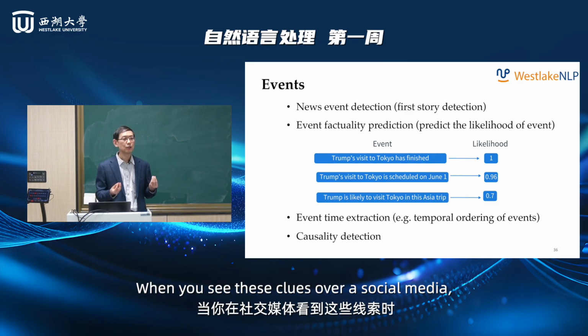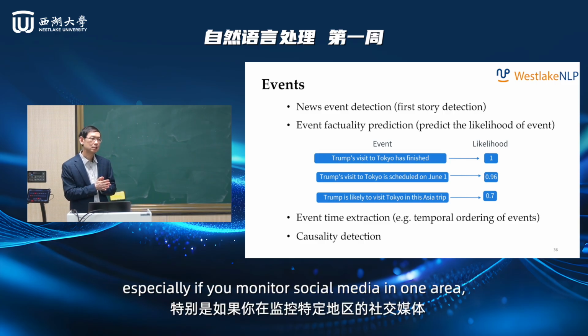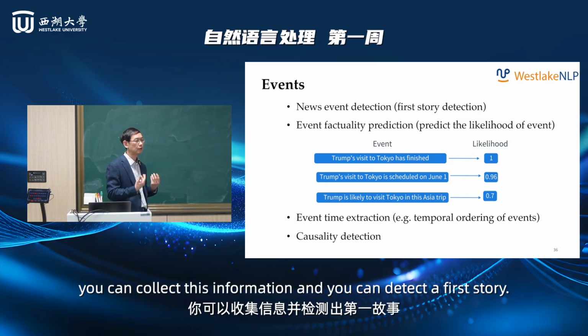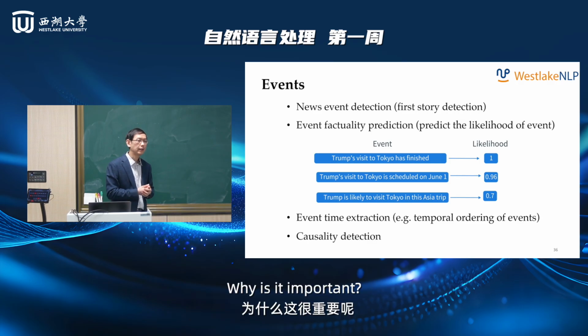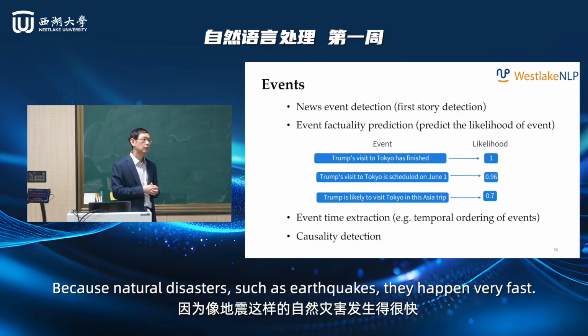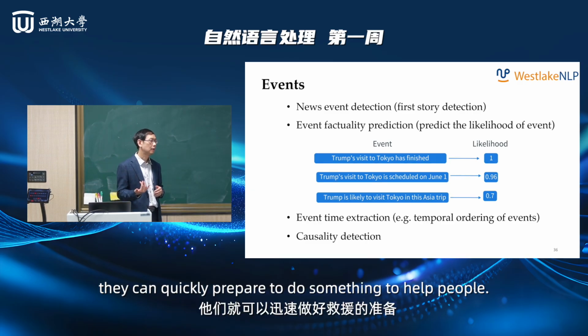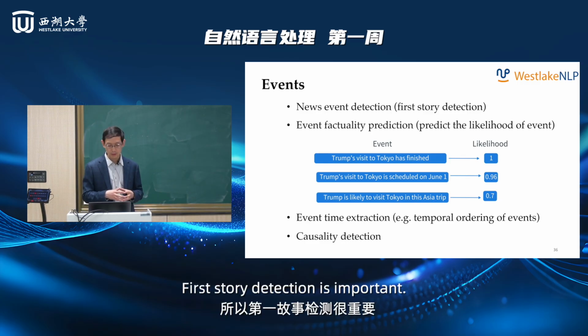So when you see these clues, right, over social media, you can guess something's happening, especially if you monitor social media in one area. You can collect this information and you can detect a first story, okay? And why is it important? Because natural disasters, such as earthquakes, they happen very fast, okay? If the rescue people know firsthand that something's happening, they can quickly prepare, right, to do something to help people. So first story detection is important.